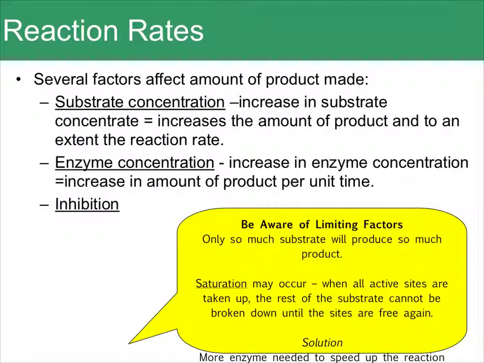For example, if I've got 100 units of substrate but only 20 enzymes, once all my enzyme active sites are full, that limits the rate of reaction because you have to wait for those enzymes to take in substrate, release product, and then take in the next 20 lots of substrate. Saturation is what that's called: when all the active sites are taken up, the rest of the substrate cannot be broken down until the sites are free again. So the solution is that we need more enzymes to speed up the rate of the reaction.